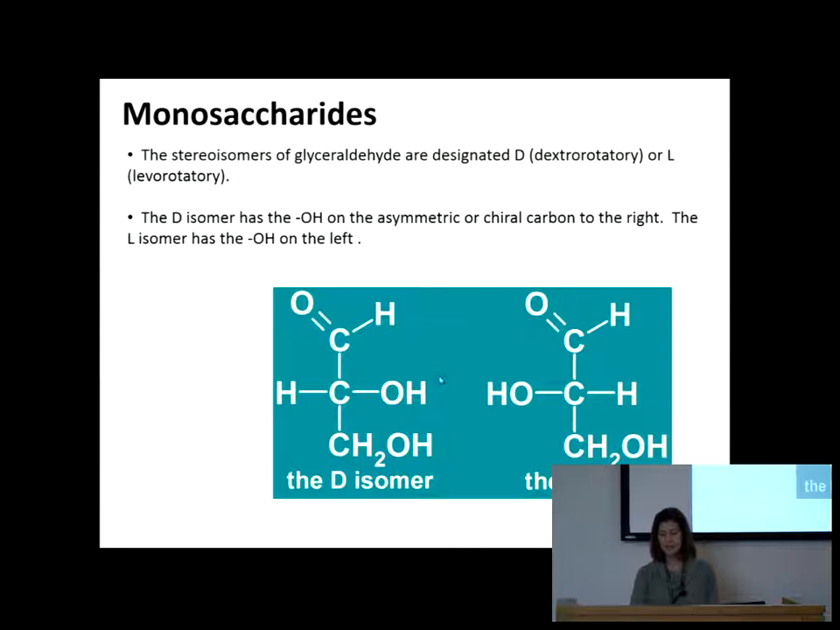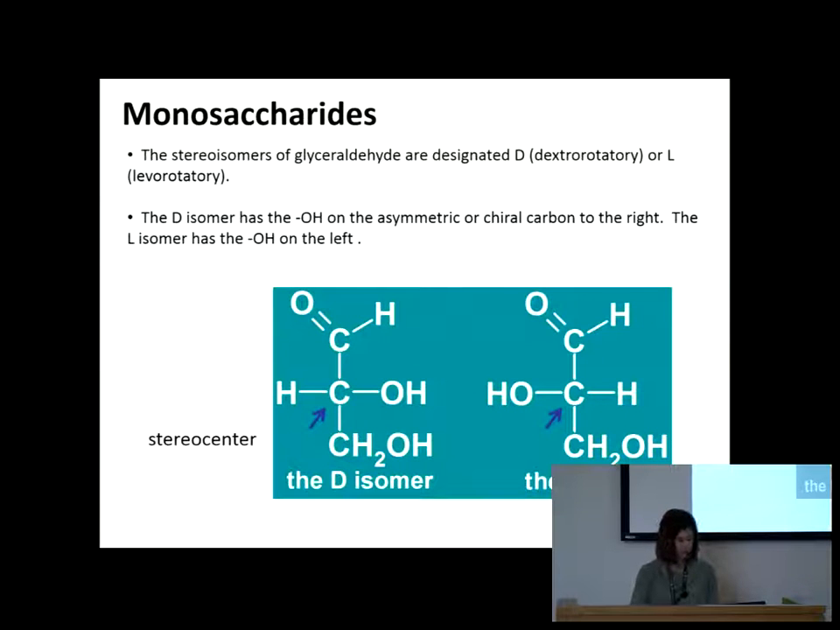All right, so the D, I like this. You can draw a D and pass through the OH. And then the L is on the left. So this is easy for our 3-carbon one. We're looking at the chiral carbon, and it's where the OH is.